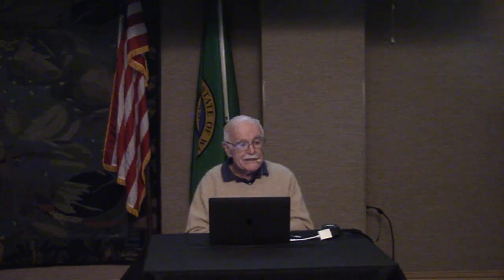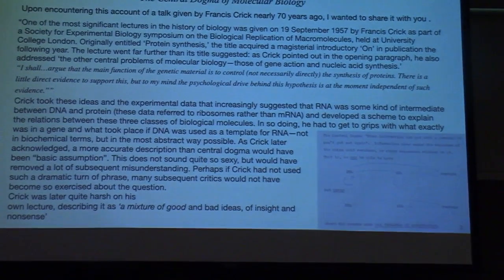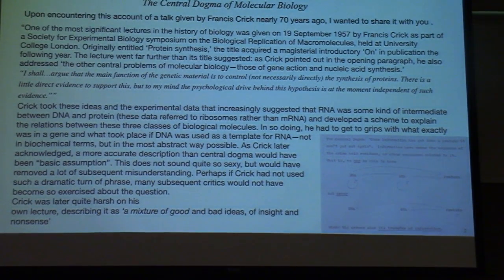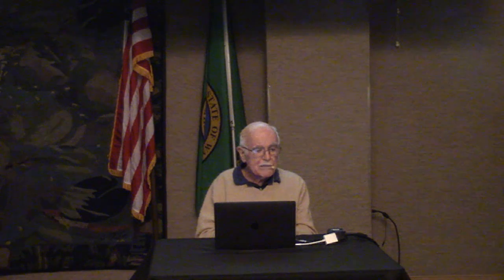So in a sense, Crick is acting much more like a physicist, which is what he initially started out to be. That is, he's much happier to speculate on information and try to come up with some general picture of what would be helpful in understanding the problem that was being attacked. So Crick took these ideas and the experimental data that increasingly suggested that RNA was some kind of intermediate between DNA and protein. Apparently, the data referred to ribosomes at the time, rather than to messenger RNA, and he developed a scheme to explain the relation between these three classes of biological molecules.